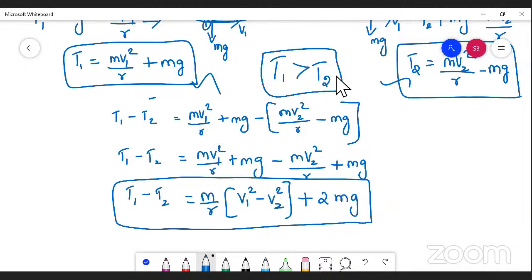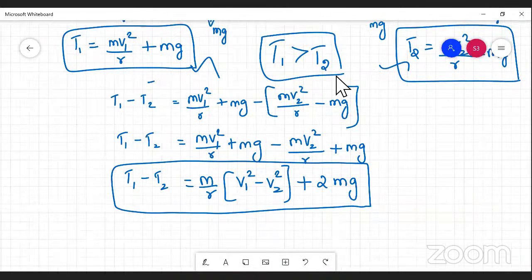Now I want to calculate the total energy. You know well that the total energy of the system is conserved according to the law of conservation of energy. So I want to calculate the total energy E at the lowest point and the total energy at the highest point, because on the basis of the law of conservation, the total energy is conserved.